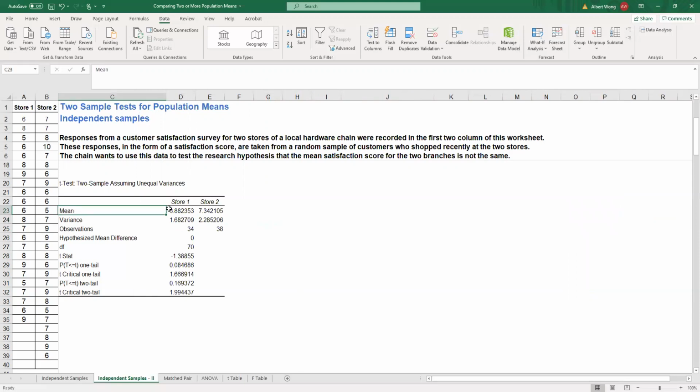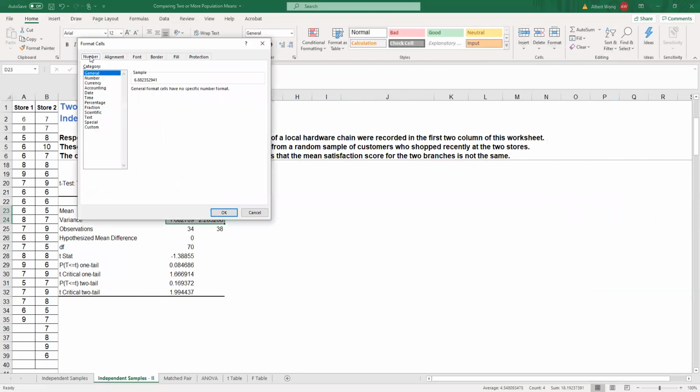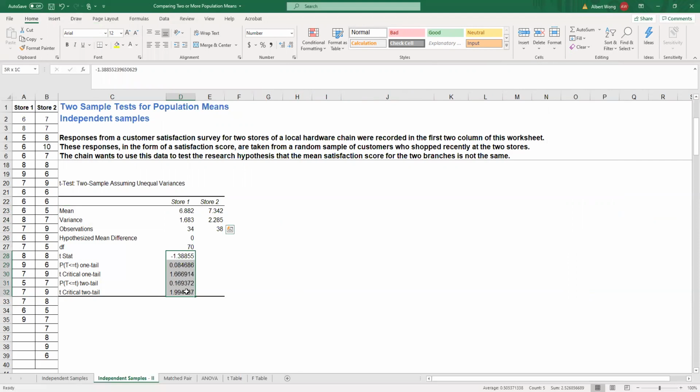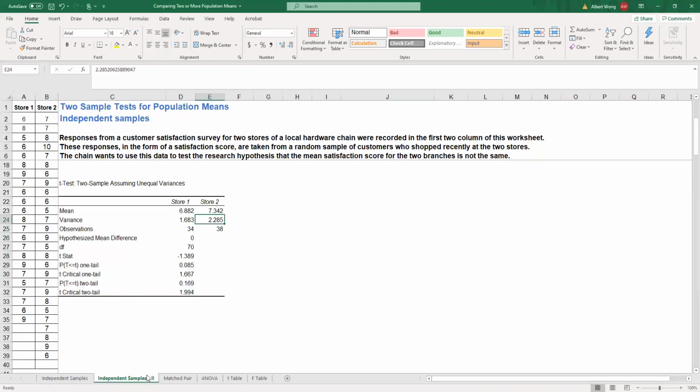The output gives you the mean, 6.882. Let me format this to three decimal places, so we can see it much more easily. So the mean, the variance, right? Remember we have 1.683 and 2.285. That corresponds to what we have here, 1.683 and 2.285. So it's already calculated for you. The observation count is the sample size.